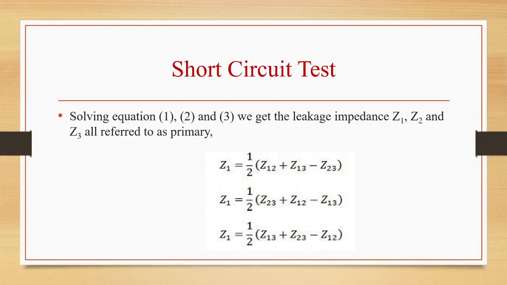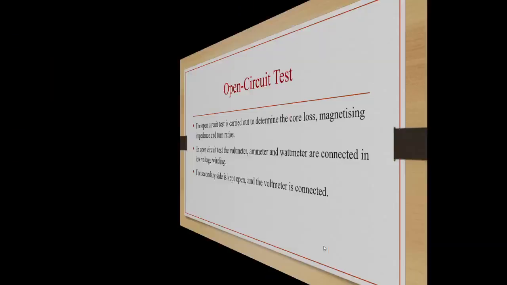Solving these three equations, we will get the leakage impedances Z1, Z2 and Z3. So Z1 equals 1 by 2 into Z12 plus Z13 minus Z23. Z2 equals 1 by 2 into Z23 plus Z12 minus Z13. And Z3 equals 1 by 2 into Z13 plus Z23 minus Z12.